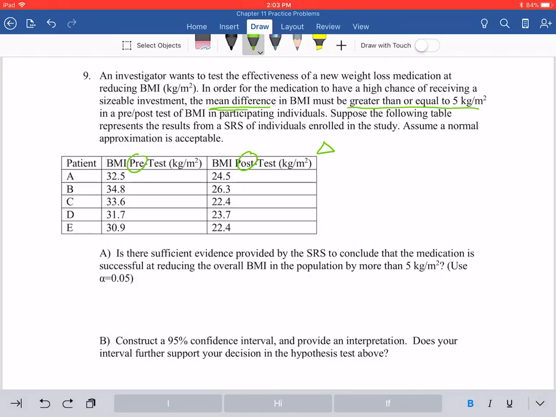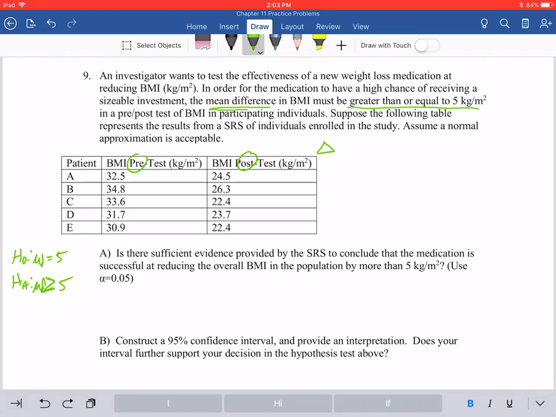So part A: is there sufficient evidence provided by the SRS to conclude that the medication is successful at reducing overall BMI in the population by more than 5 kilograms per meter squared? Use alpha 0.05. So we should write our null and alternative hypotheses because that will make things easier to see. Our null hypothesis is mu delta is equal to 5, and our alternative hypothesis is mu delta greater than or equal to 5. Sometimes you don't see greater than, so we're just going to use greater than or equal to 5.